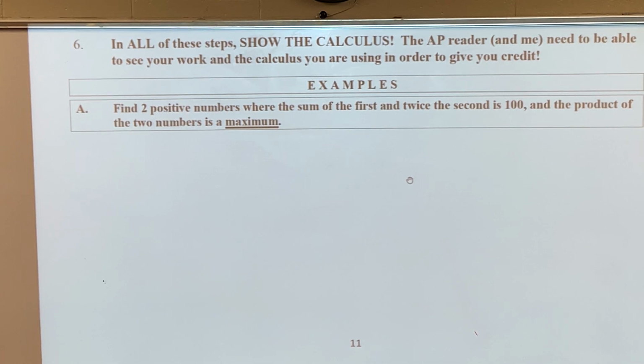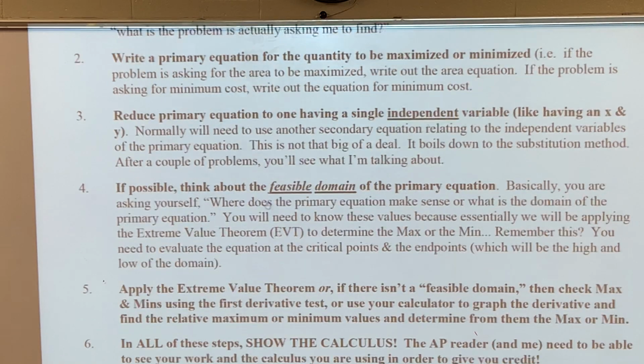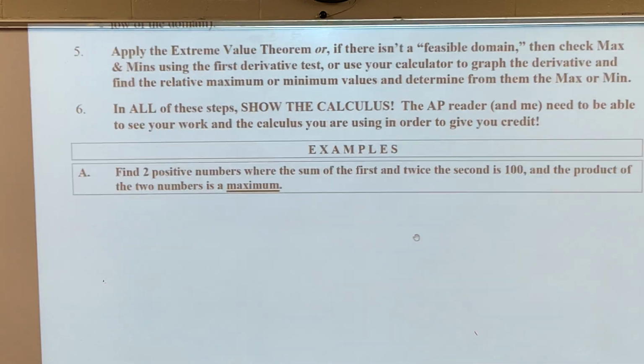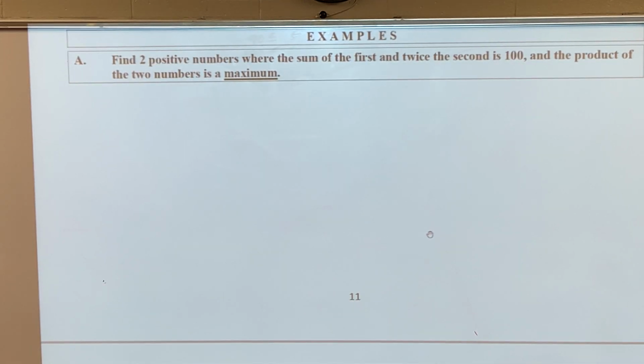Identify quantities to be determined and every other given quantity. Draw a sketch if you think it might help you. Now, the second step is saying what? When you look at it, that is whatever's being maximized or minimized. So right now, what am I trying to maximize or minimize here? The product of the 2.